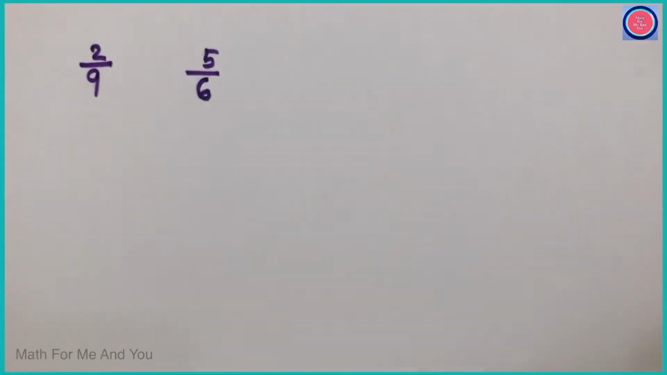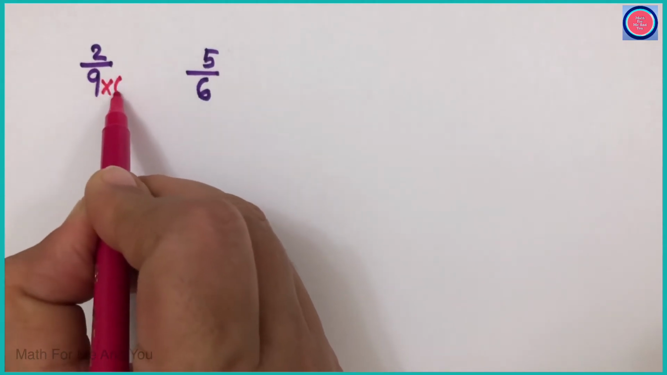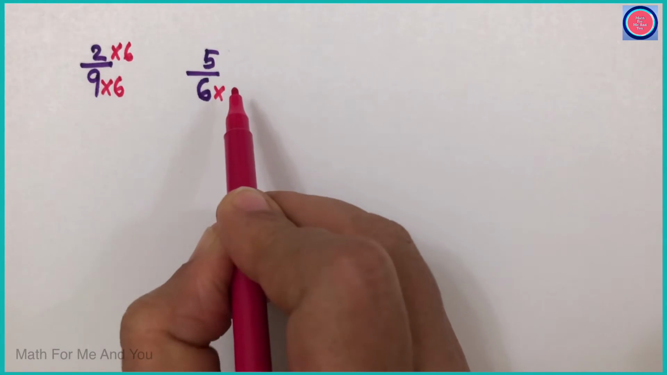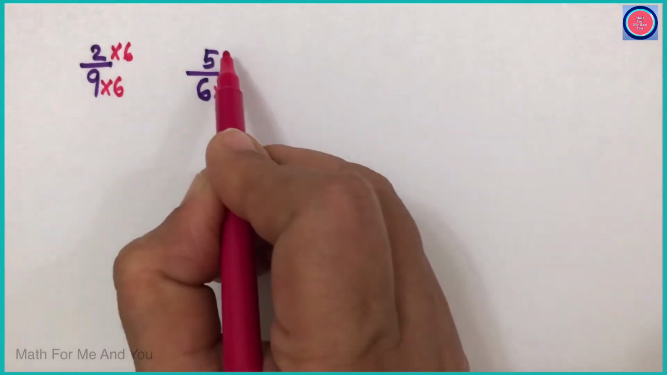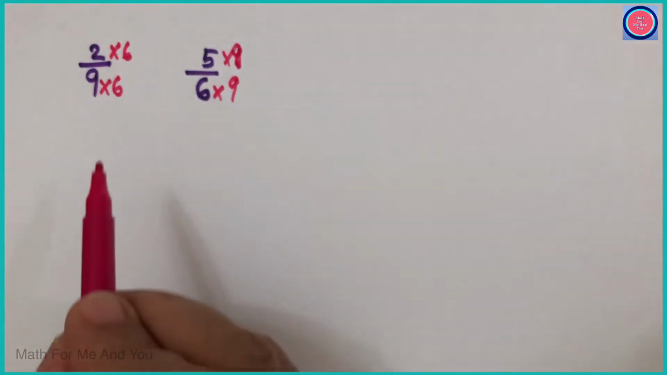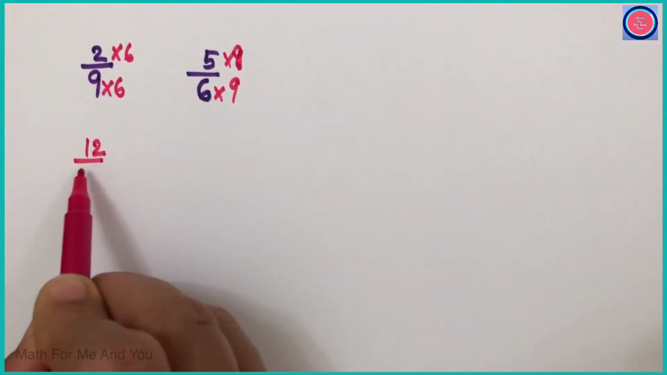Next pair of unlike fractions are 2 over 9 and 5 over 6. Here also we can see the denominators are different, 9 and 6. We can use the same method, 9 multiplied with the other denominator 6, and 6 multiplied with the other denominator 9. If we multiply the denominator, we have to multiply the same number on the numerator also. So both the fractions we have multiplied, and the first fraction now changes.